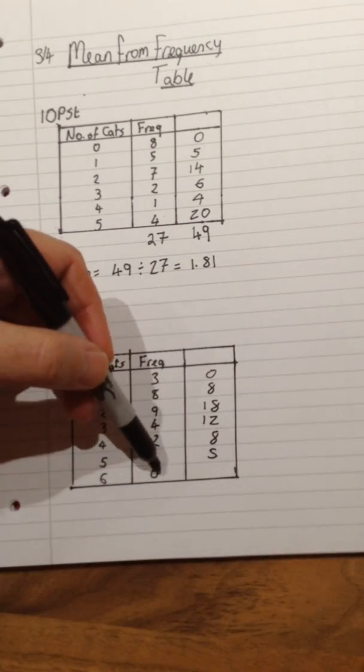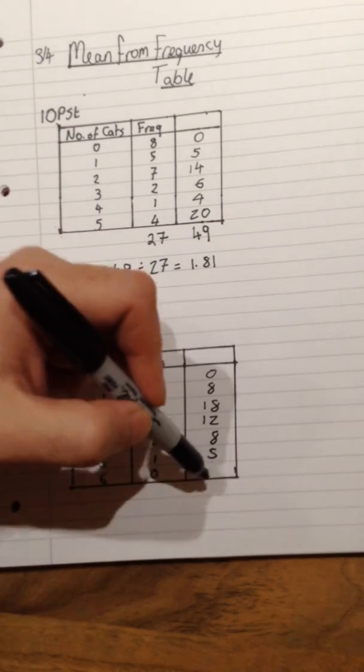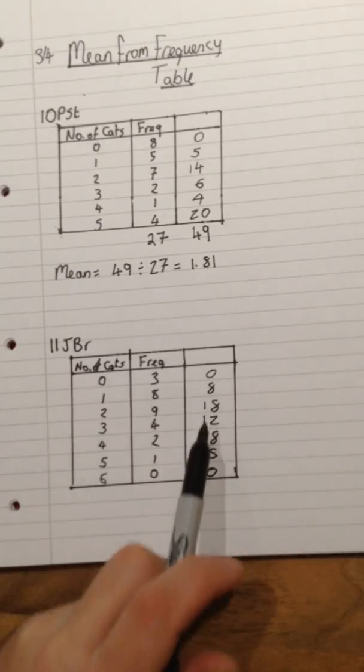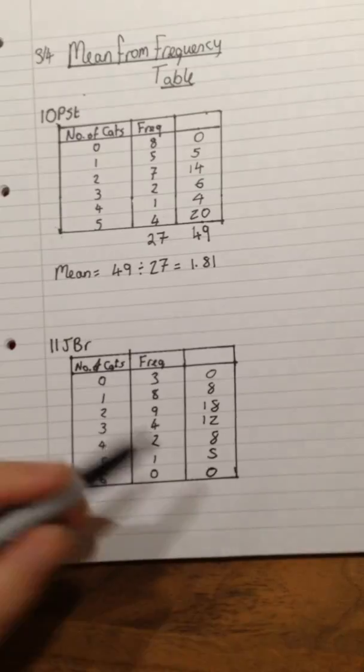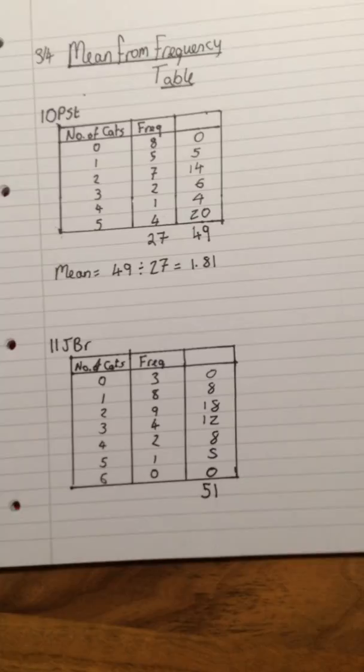And then just be careful, this has been thrown in as a little bit of a red herring. There are 0 people that have 6 cats. So if nobody's got 6 cats, this row of the table represents 0. We do the exact same thing again, finding a total of this end column. This tells us that the total number of cats owned by people in 11 JBR is 51.